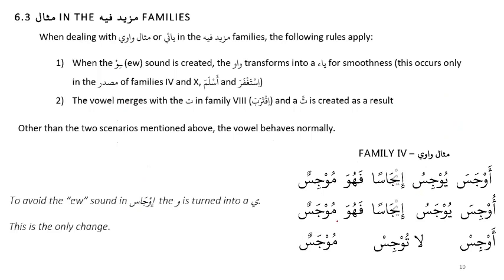All right, so that's the salati mujarrad. Now we come to mazid fi. With mazid fi, the following two major rules apply. When the U sound is created, the vowel transforms to a Y for smoothness. We've seen this before. This occurs in the mudare of families 4 and 10.